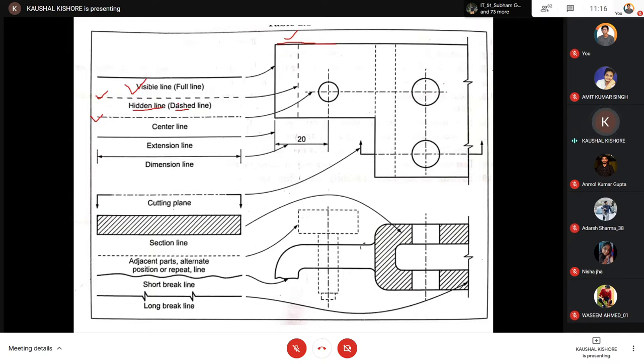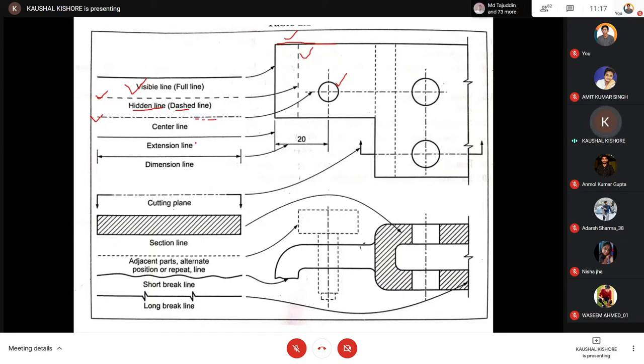Or visible line. Okay, suppose you want to draw the hidden line like this dotted line, then you have to draw this type of dashed line. Then center line, you can see this is a circle. Circle means this is the one cross section of a cylinder or a hollow cylinder or ring. So when you draw the center line, you have to draw like this: one long line, then one short line, then long, then short. So this is called the center line.